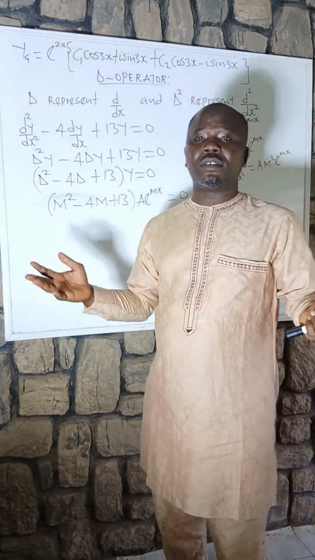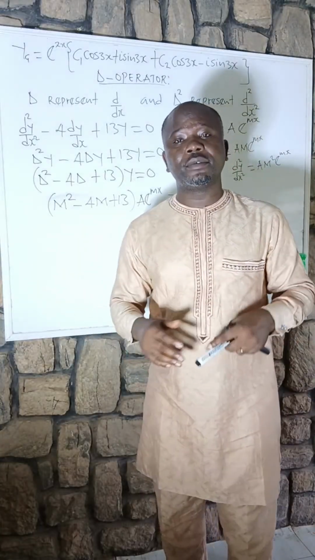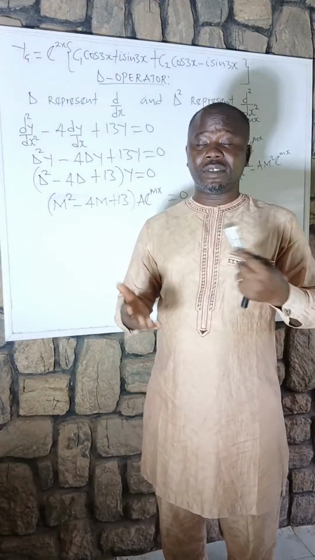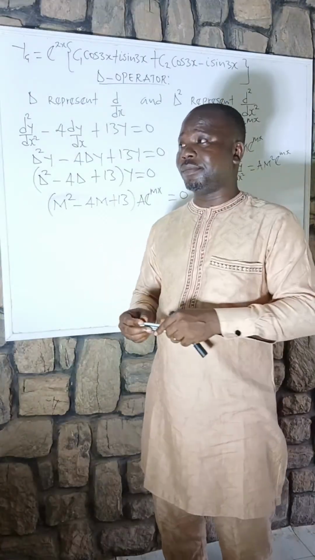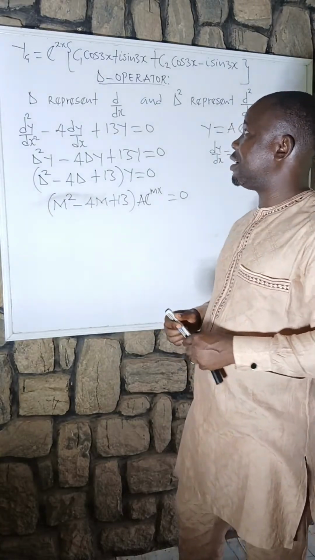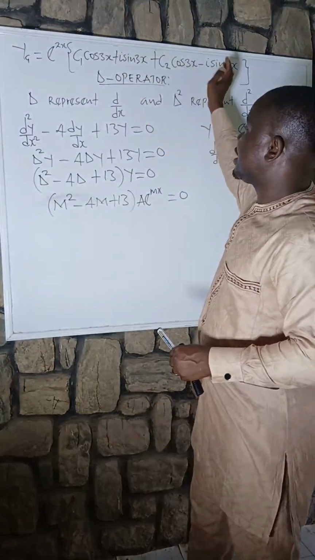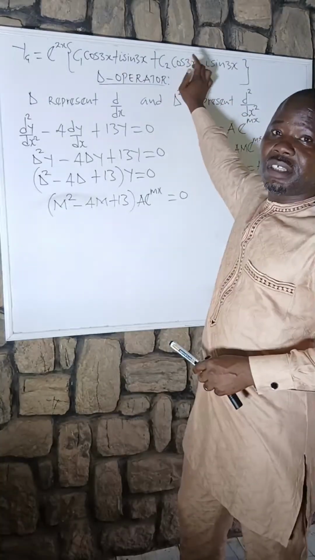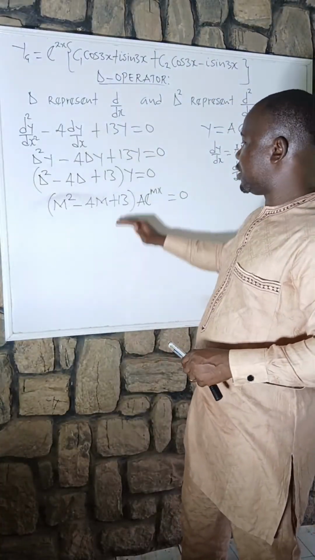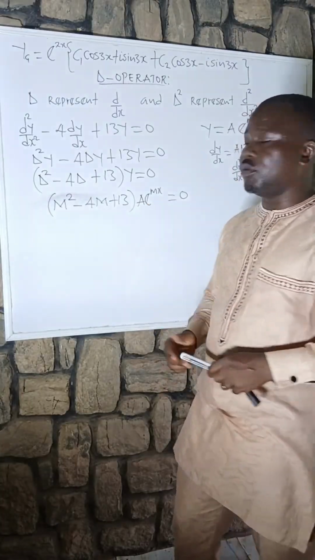Either factorization, completing the square, or formula method, anyone that is convenient for you because of time. You use it to solve. Then at the end of the day, you get back this same answer. This is the general solution. This is how to use the operator, because it's the same procedure you will use.